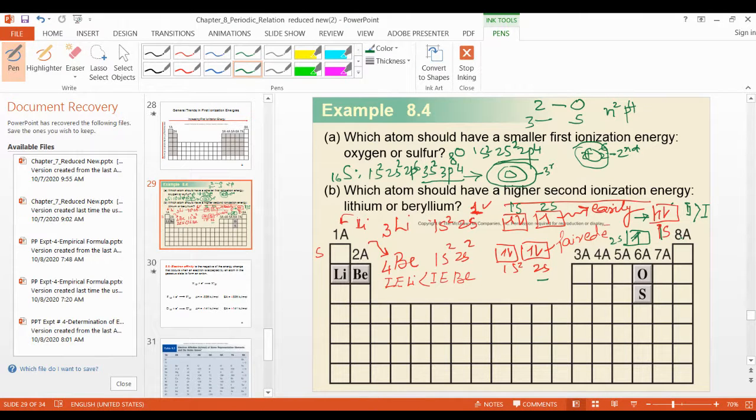So the second electron in the lithium is very difficult to remove because it is highly bonded with the nucleus. With more force, more ionization energy is required. But in case of beryllium, in the second shell, only one electron is left. So this is not easy to remove. Sorry, this is easily removed because it is in the second shell.